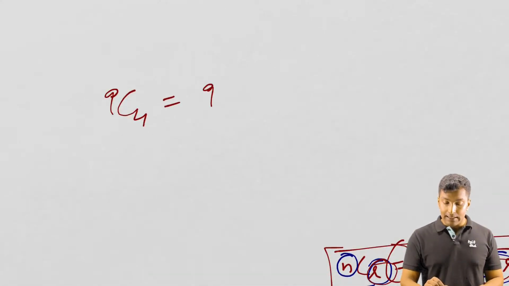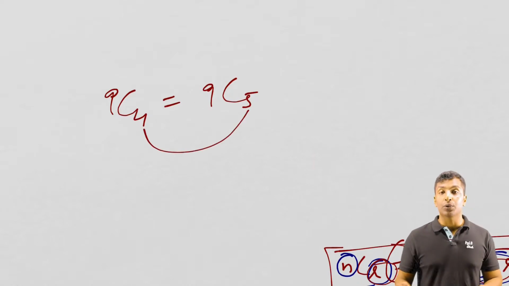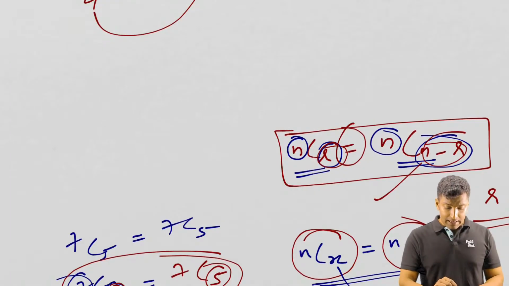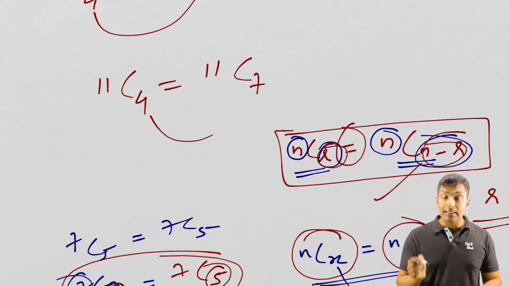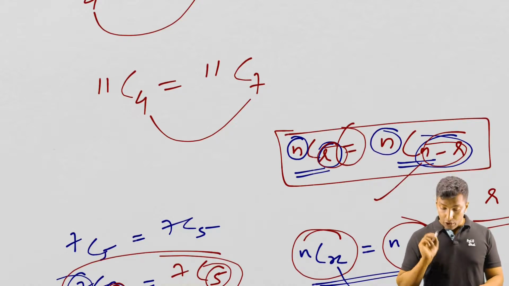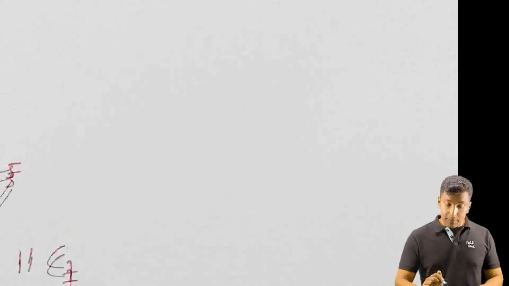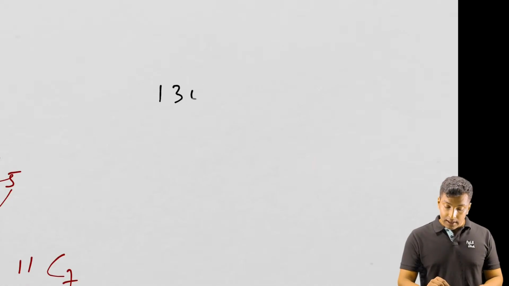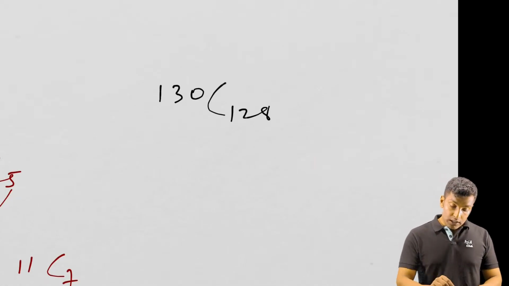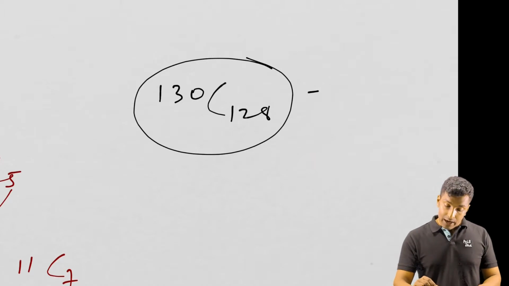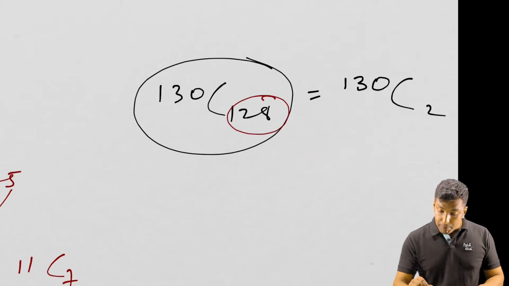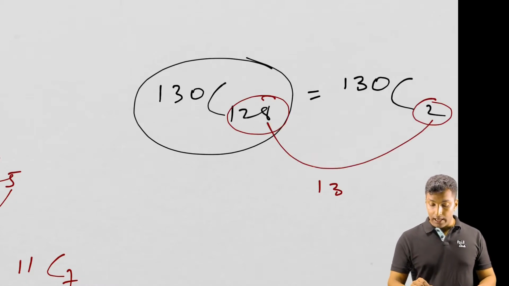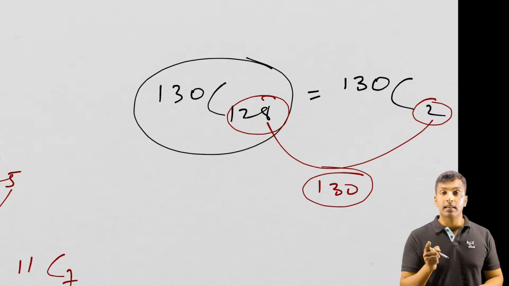Now clearly I can say 9C4 will be equal to 9C5. The reason is when you add these two, you will get the superscript. Or if it is 11C4, which is equal to 11C7, the reason is when you add the subscripts, you will get the superscript. So I hope this is clear for all of you. That is the concept which I have used to find 130C128. I don't want to do this bigger calculation. Rather, what I can do is 130C2. Both will be equal. Why? Because 128 plus 2 will give you 130, which is the superscript. I hope this is clear for all of you.